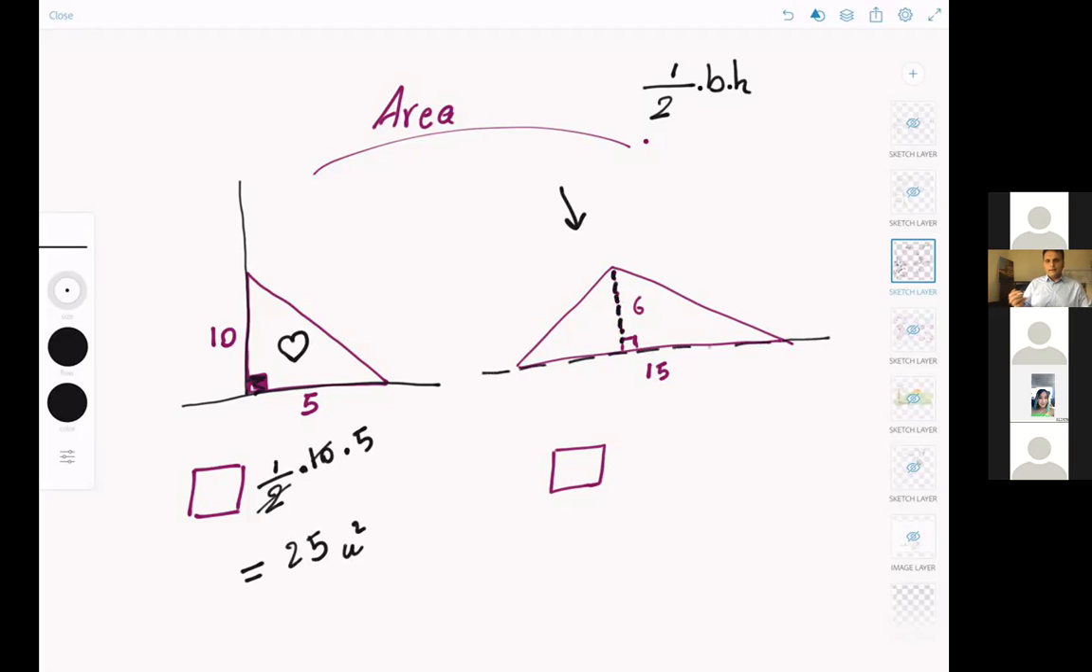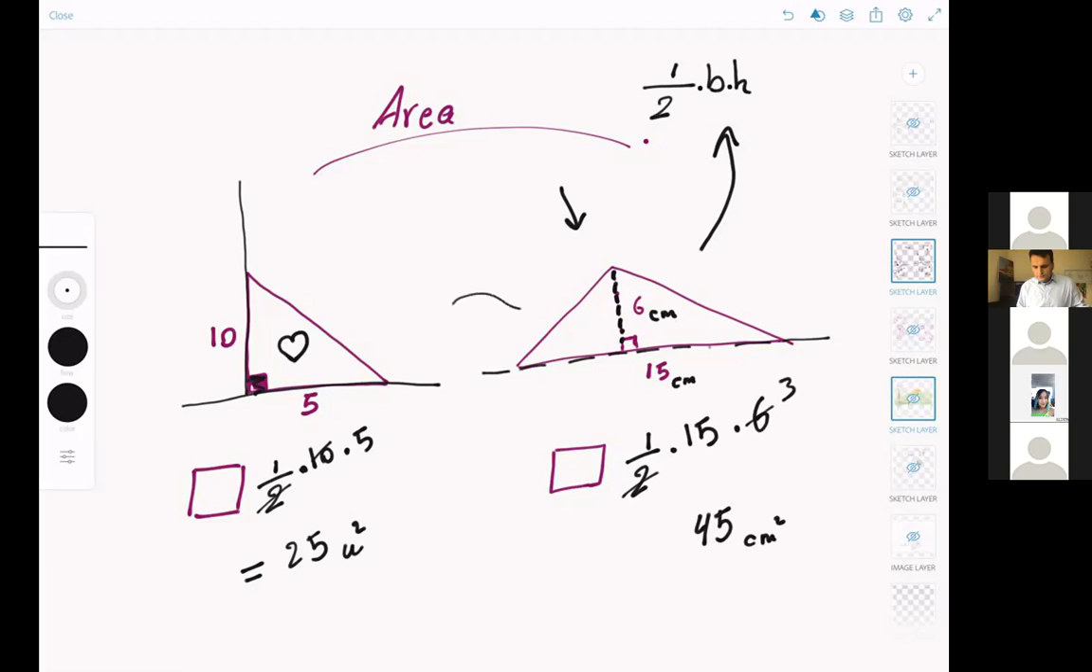Good. So I can use the same formula. I can say 1/2, base is 15, height is 6. If I multiply, I get 45. If this is centimeter, we're going to have centimeter squared. So we find the area of this triangle as well.